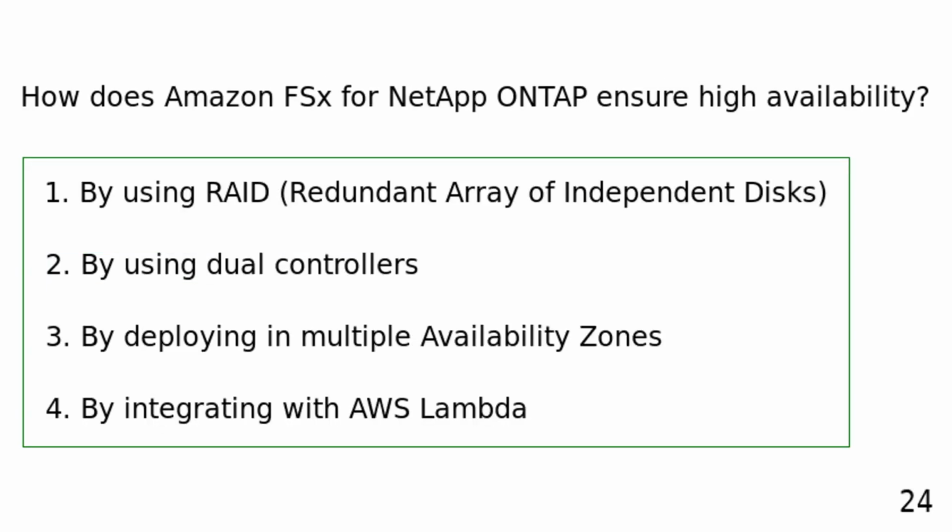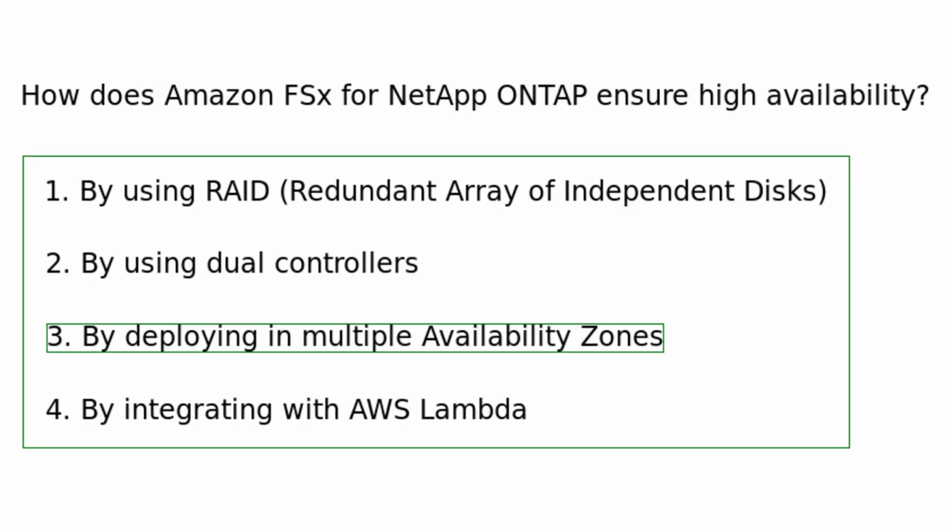How does Amazon FSx for NetApp ONTAP ensure high availability? By using RAID. By using dual controllers. By deploying in multiple availability zones. By integrating with AWS Lambda. Amazon FSx for NetApp ONTAP achieves high availability by deploying across multiple availability zones.